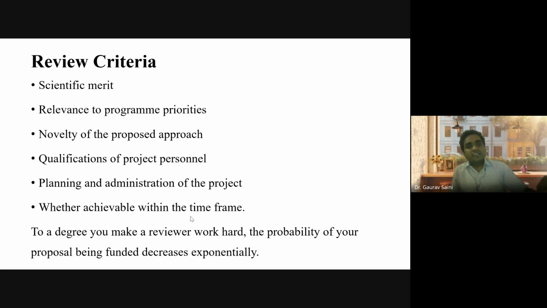To a degree, if you are making the reviewer's job hard, the probability of your proposal being funded decreases exponentially. If you are making it very hard for your reviewer to understand your proposal, whether it is your problem statement, description, title, budget, or anything related to the proposal, if you are confusing the reviewers, your grant probability will decrease exponentially.